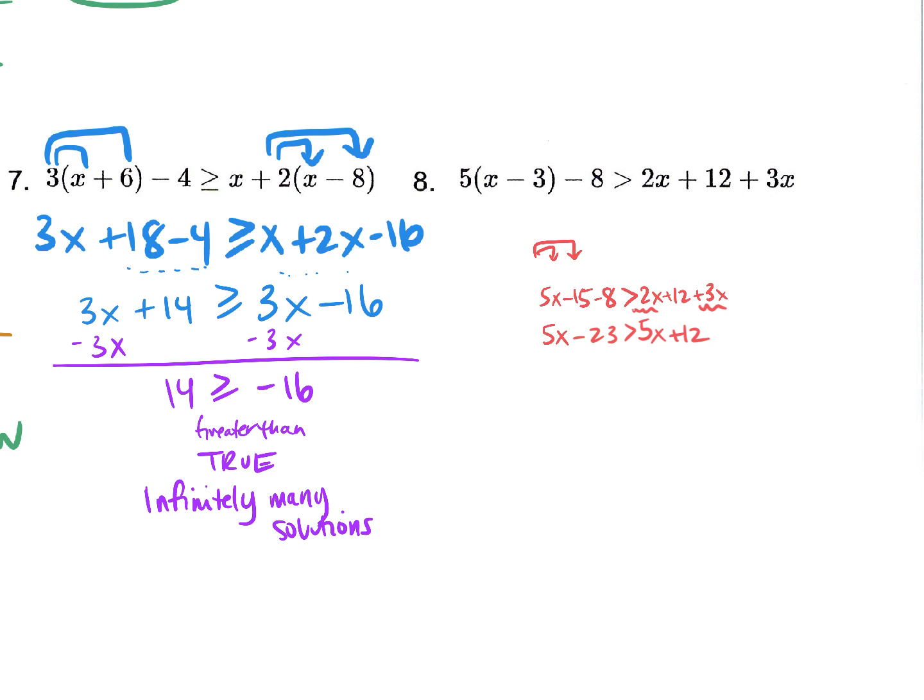But what you end up having here, again, you have a 5x on one side and a 5x on the other side. So you want to get rid of that 5x and see if your statement is true or false. Here's the trick. If you forget to drop that negative down, it'll mess you up. So we get negative 23 is greater than 12. So this is saying greater than 12. Well, in this case, negative 23 is not greater than 12. Therefore, this statement is false. If it is a false statement, that means there are no solutions to this problem.